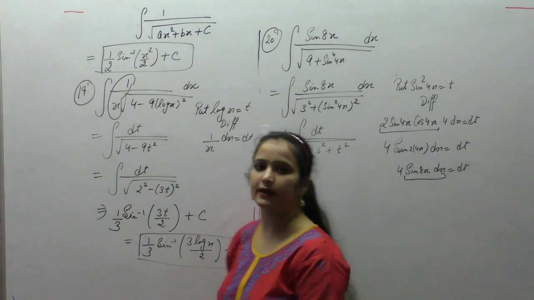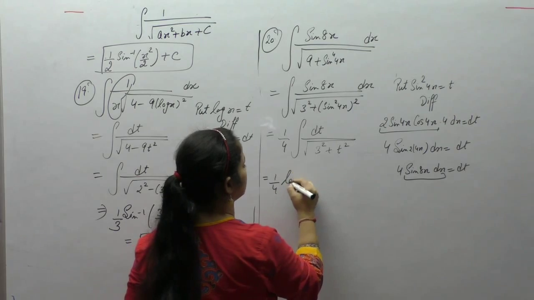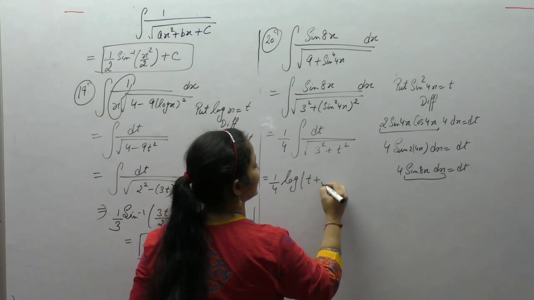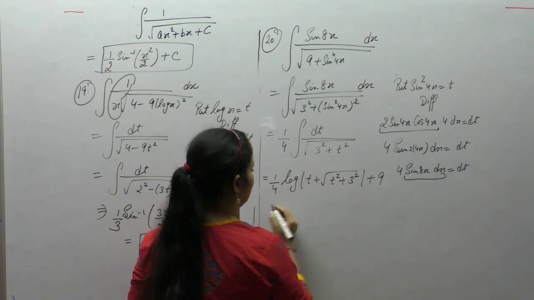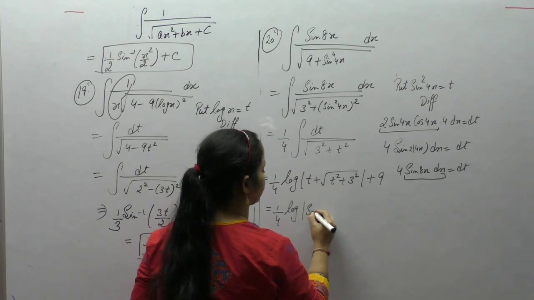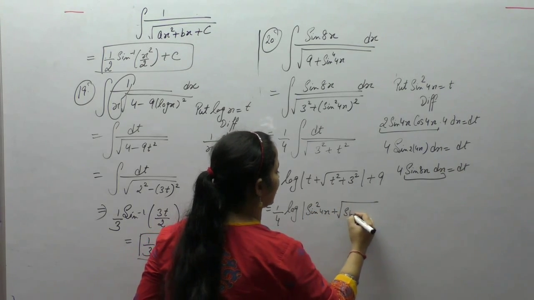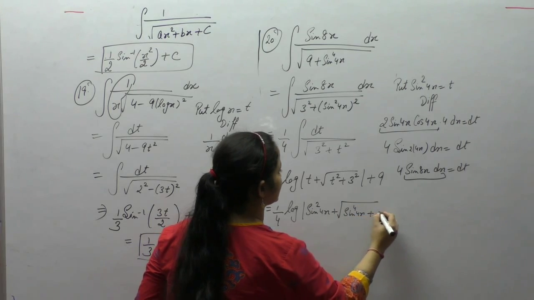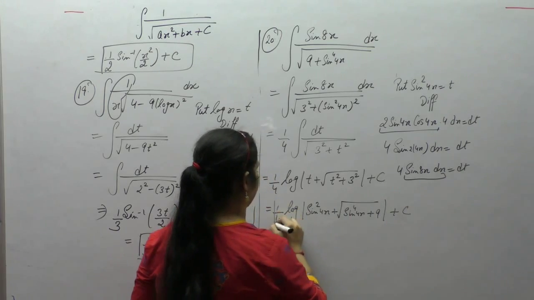Integral of 1 upon square root of x square plus a square is log of x plus square root of x square plus a square. Here t is sin square 4x, so log of sin square 4x plus square root of sin^4 4x plus 9, where 3 square is 9, plus c.